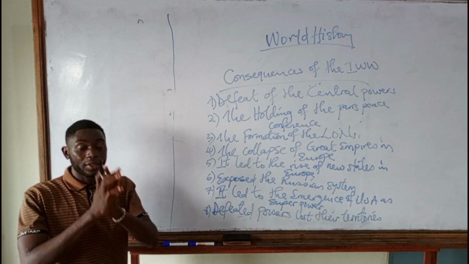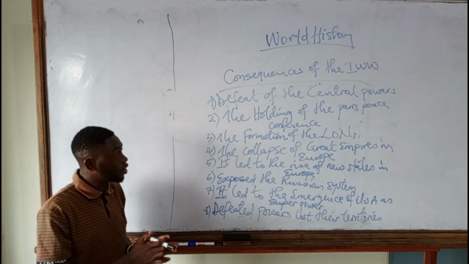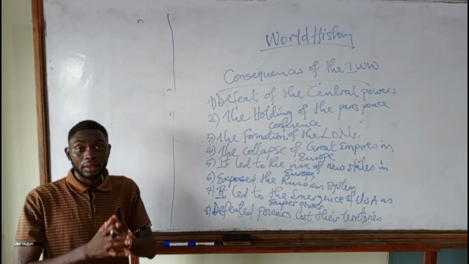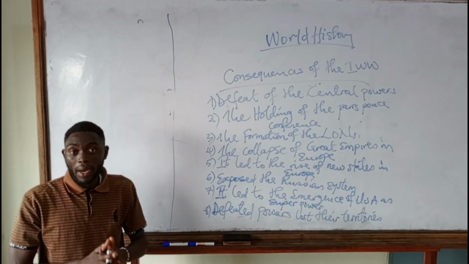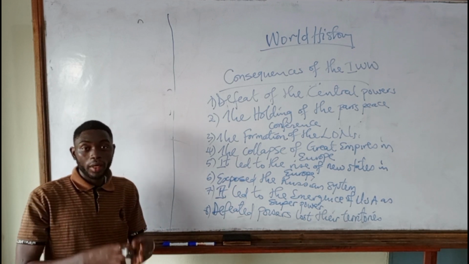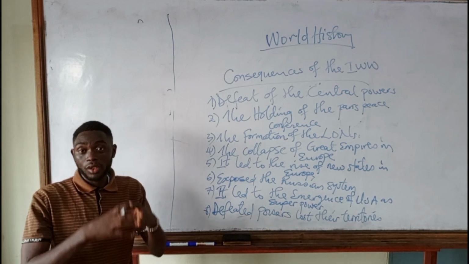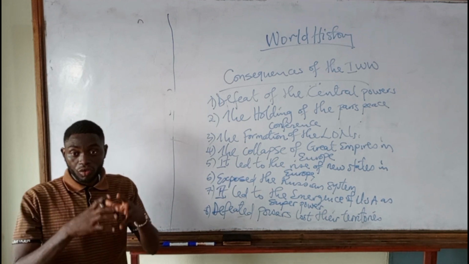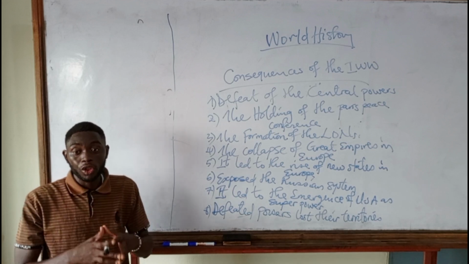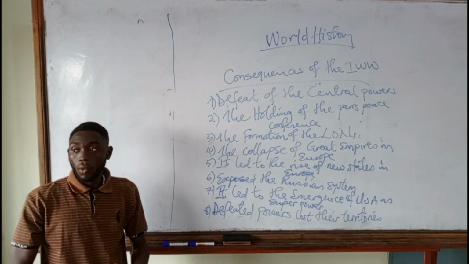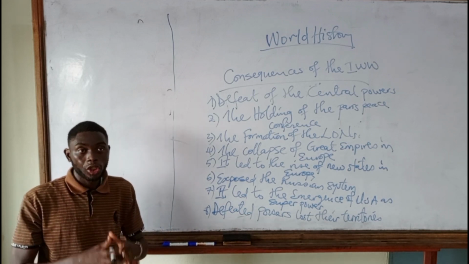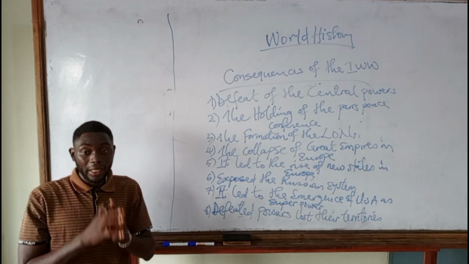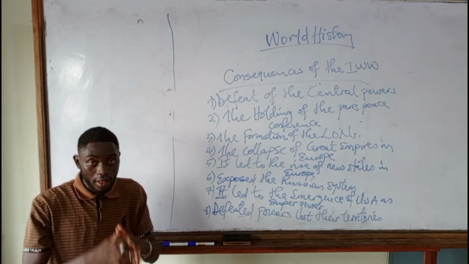And the losers were Germany, where the Treaty of Versailles was signed against Germany on the 28th of June 1919. We also talk about the way they punished Austria, where the Treaty of Saint-Germain was signed against Austria. They also punished Hungary through the Treaty of Trianon. Bulgaria was also punished through the Treaty of Neuilly, and Turkey was punished using 2 treaties. The first was the Treaty of Lausanne, and later was followed by the Treaty of Sèvres.